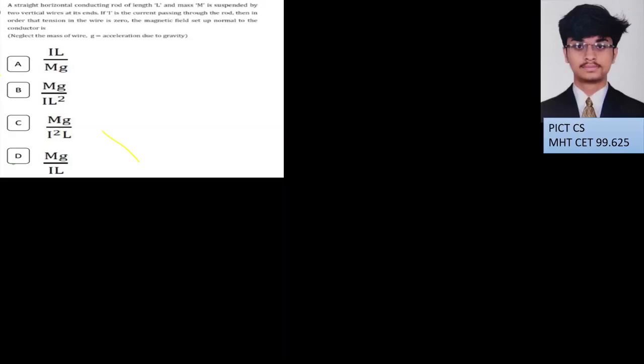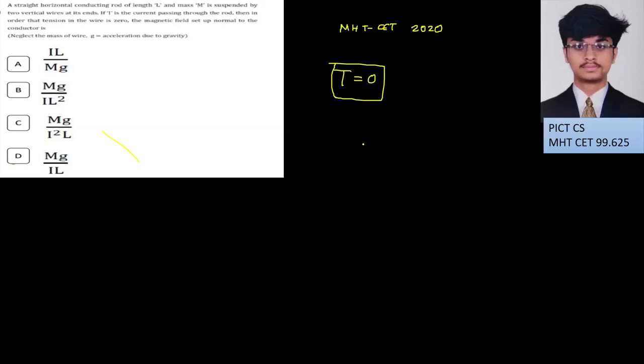If I is the current passing through the rod, then in order that the tension in the wire is 0, the magnetic field set up normal to the conductor is. Alright, I guess this was a question asked in MHT-CET 2020. Yeah, I guess.